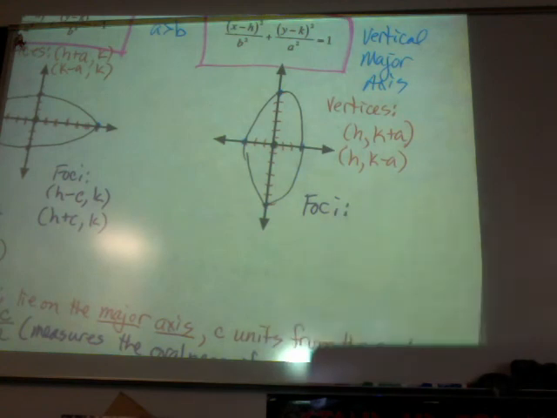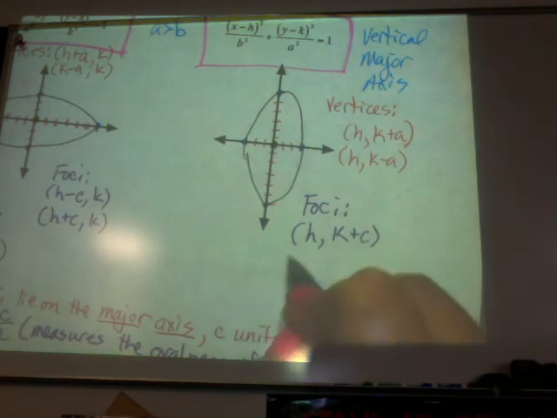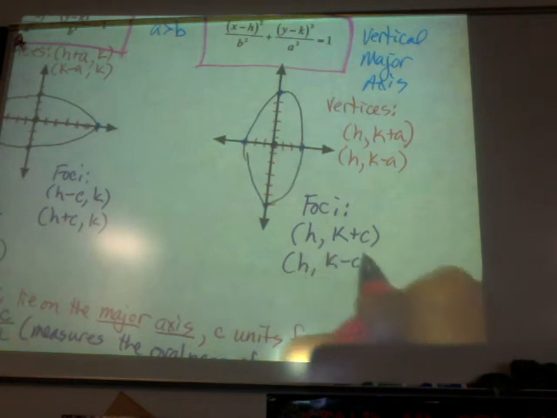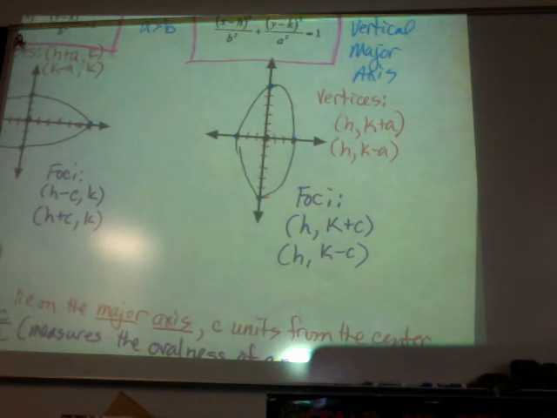And so for your foci, again, your h is going to stay the same, but your k is going to be affected by what? Yeah, your k, you're going to add your c or subtract the c. Now that's going to be important to know. If I ask you to write the ordered pair of your foci and your distance for c is like the square root of 5, we'll talk about what to do with that.